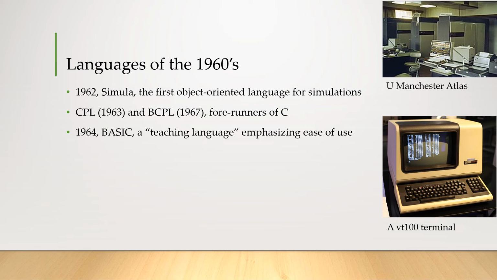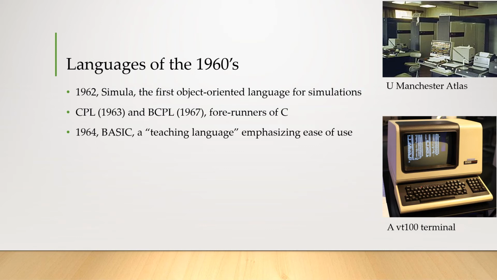Moving up a decade to the 1960s, computers looked a little bit more like this, the University of Manchester Atlas in the upper corner. We might have one series of boxes there with some peripherals, a printer and maybe a screen and some other things. And you now would interact with your computer through something called a terminal.